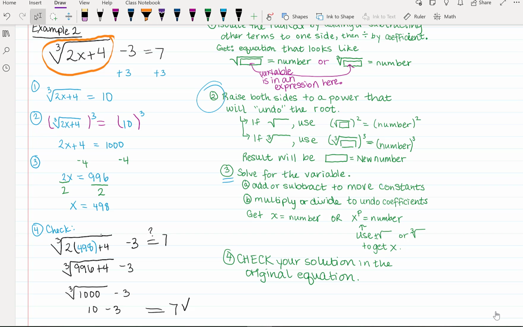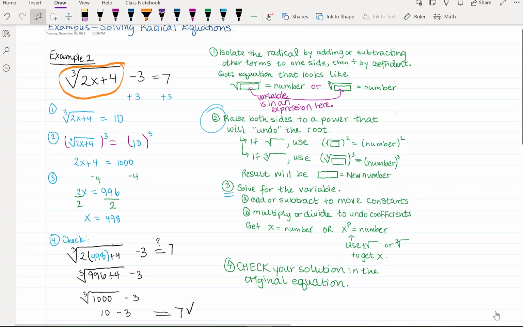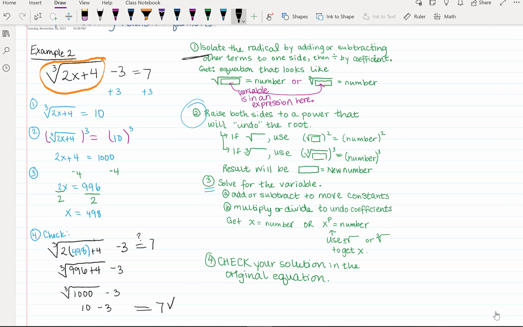And that is the set of steps that you can use every time. Isolate the radical, then raise both sides to a power to get rid of the root, then solve for the variable that was hidden underneath, and check your solution.